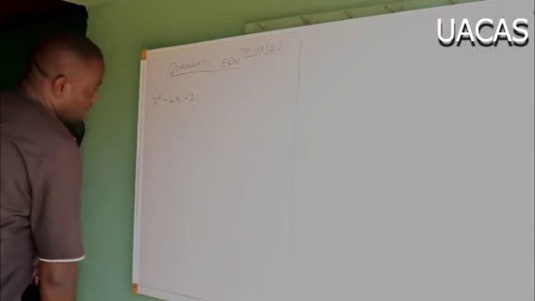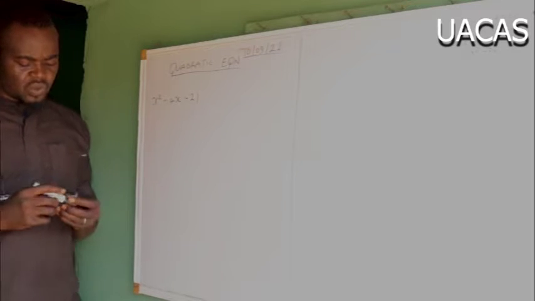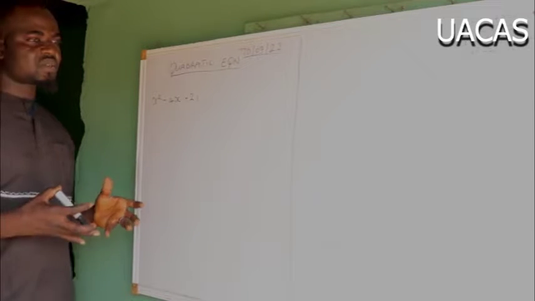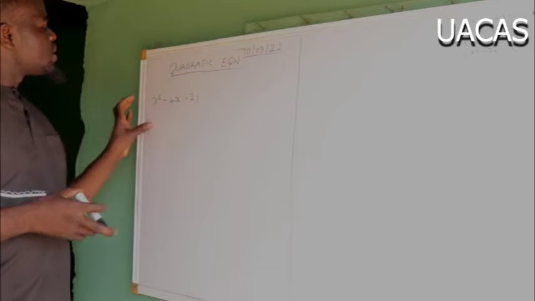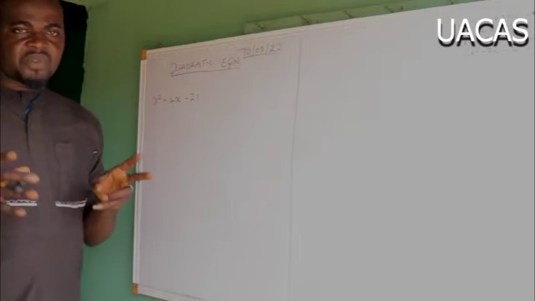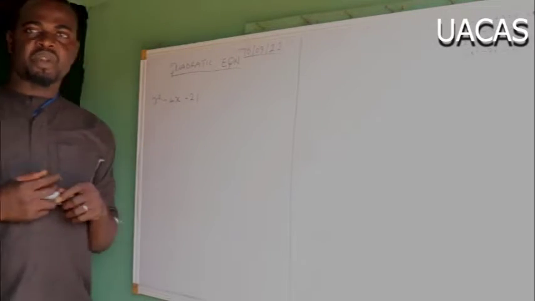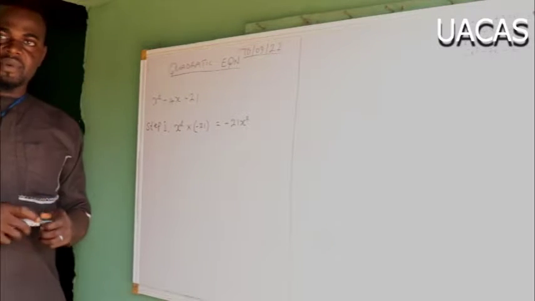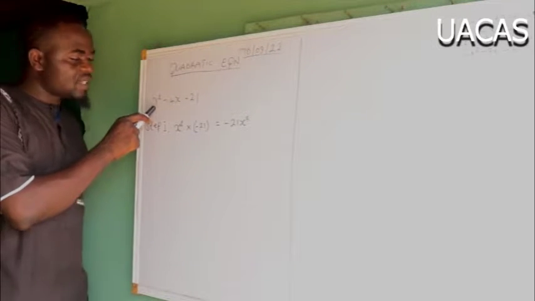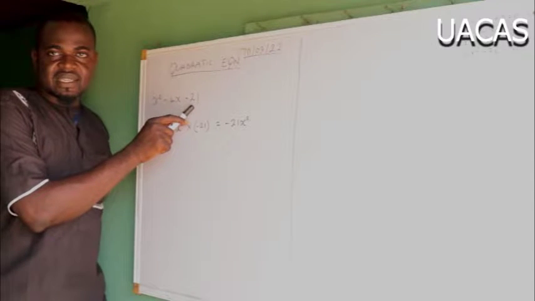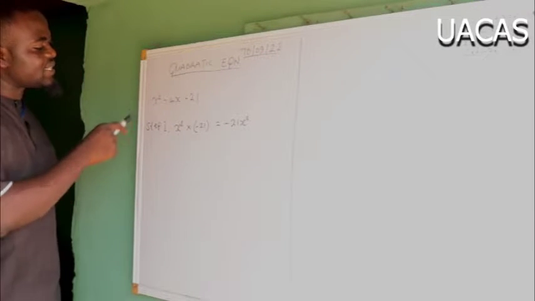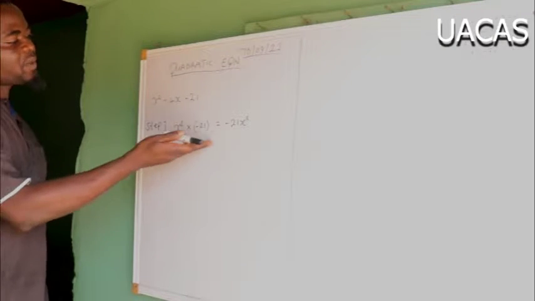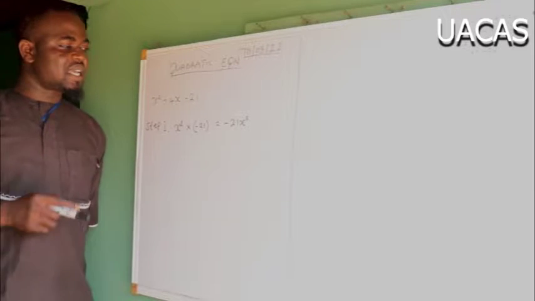So permit me to go like this. When you have a quadratic expression and you want to factorize it, you have to remember two things. You have two steps in solving quadratic expression. Step 1. So what did I do? Listen very well. I picked the first term and the last term. The first term here is x squared. The last term is minus 21. So I multiply the two to have minus 21x squared.